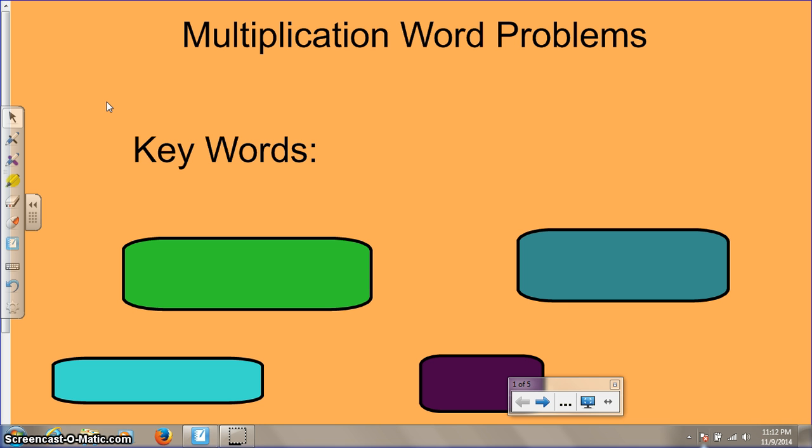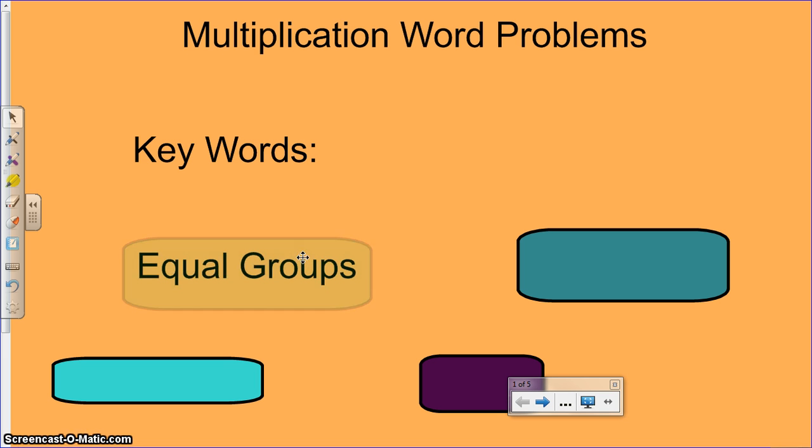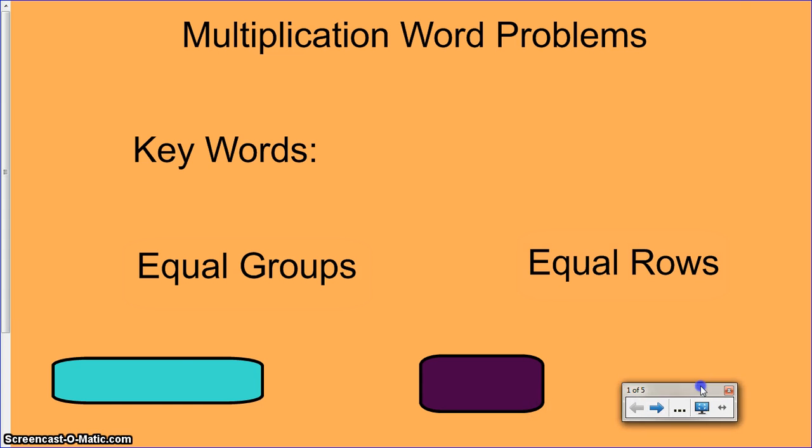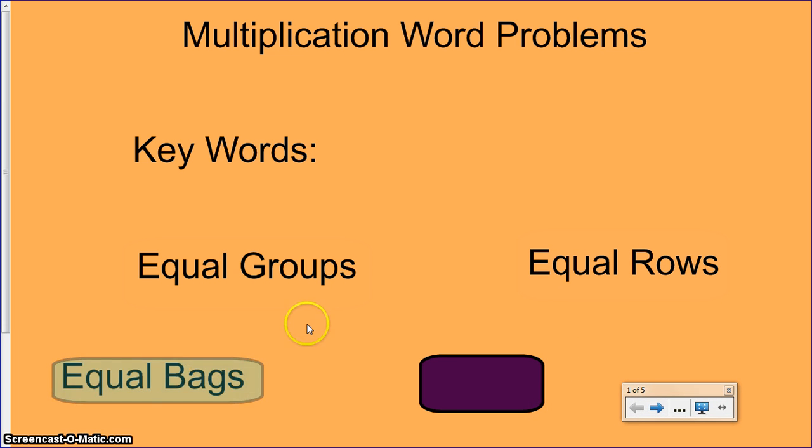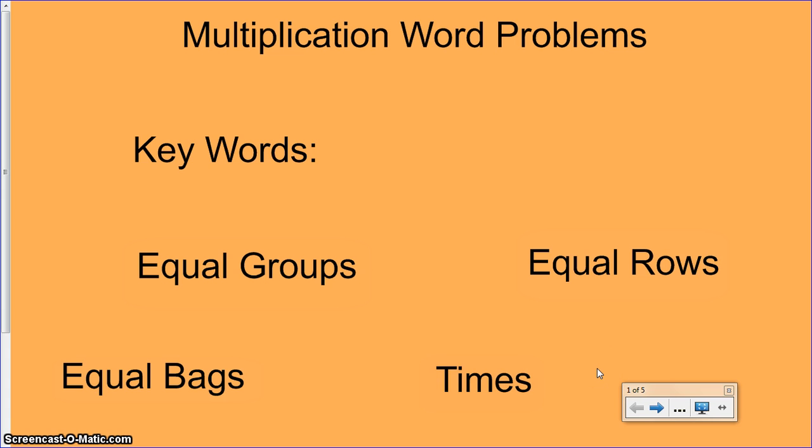And those key words are going to look like these ones down below. You're going to have equal groups, equal rows, maybe equal bags, anything really that's talking about some sort of equal groups, equal numbers in different groups. You're going to use multiplication. And then also the word times. If you see the word times, then you're going to be multiplying.